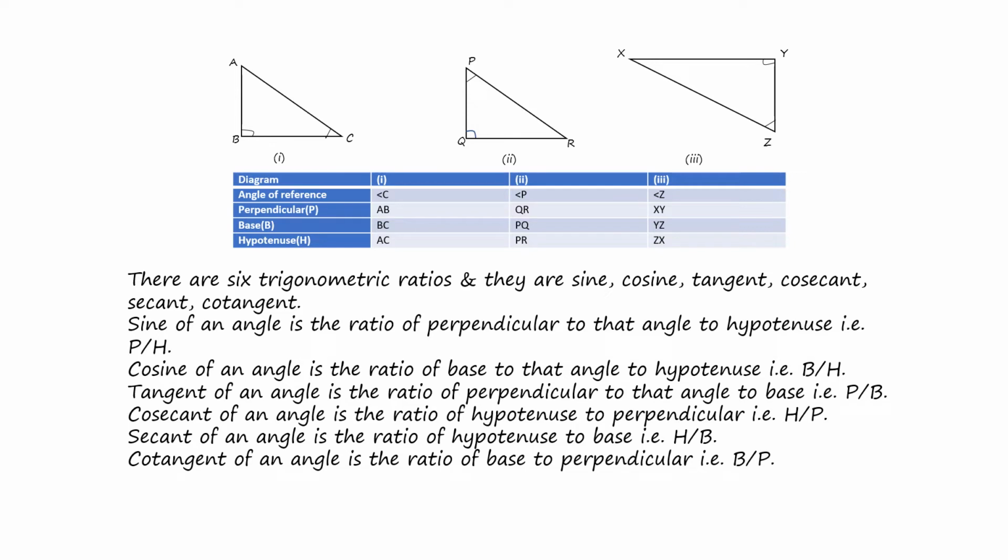Cosecant of an angle is the ratio of hypotenuse to perpendicular. That means it is H by P. Secant of an angle is the ratio of hypotenuse to base. That means it is H by B. Cotangent of an angle is the ratio of the base to perpendicular. That means cotangent of that angle is B by P.